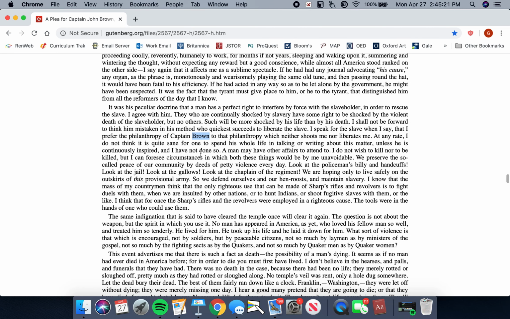which the philanthropy, he's being somewhat ironic here. He's saying, I'd much prefer the humanitarian aid of John Brown, who did something now, to that philanthropy which neither shoots me, nor gives me liberty, or gives me death.